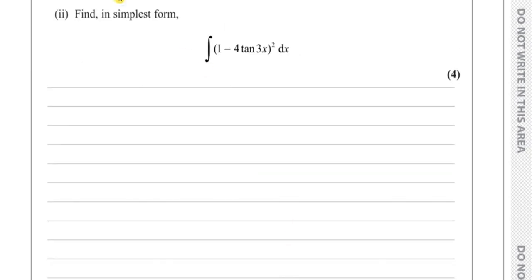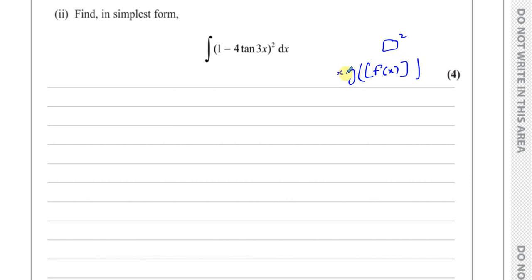Okay, now for part 2. In this question, part 2, we have a slightly different situation. Although we have something squared, something to the power of something, it's like you have a function inside another function. So this is like the 1 minus 4 tan 3x, and the g of x is like something squared.